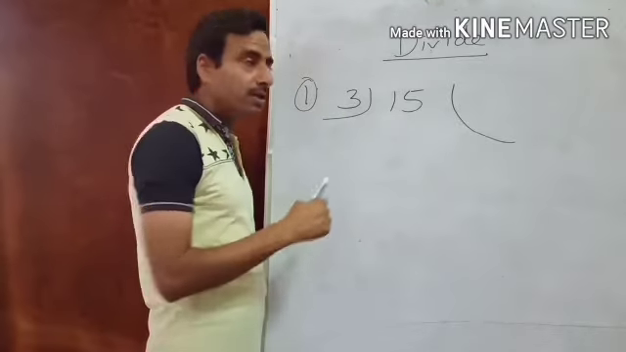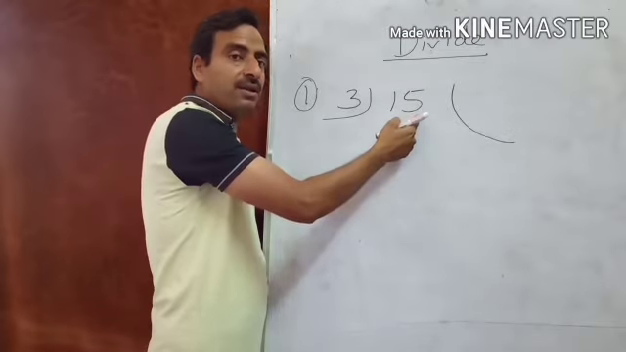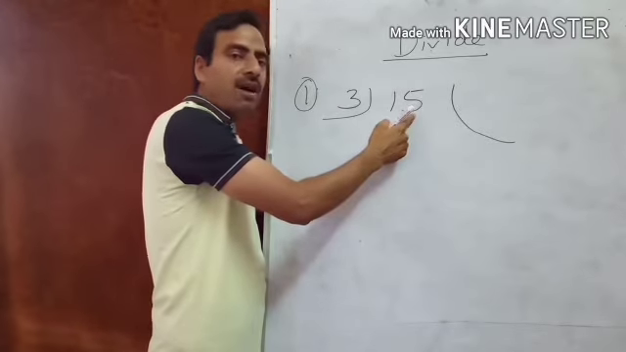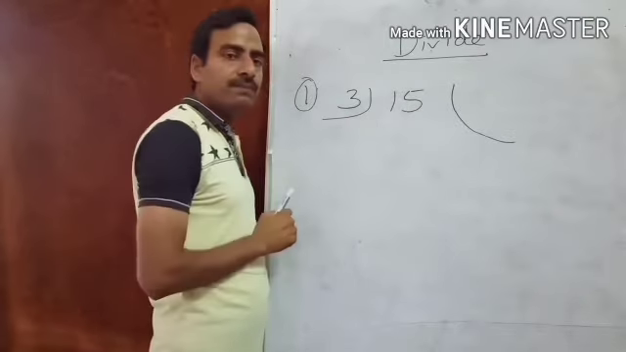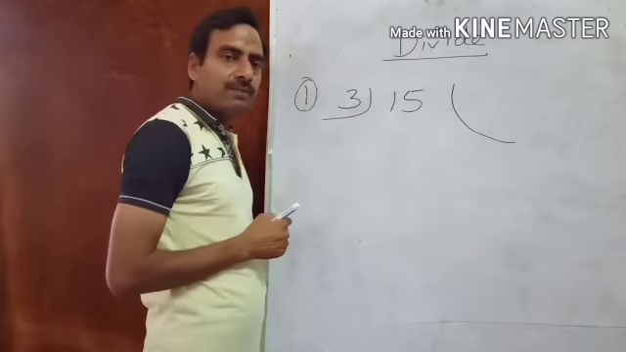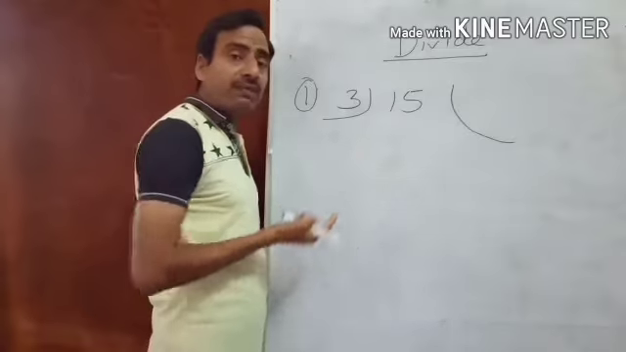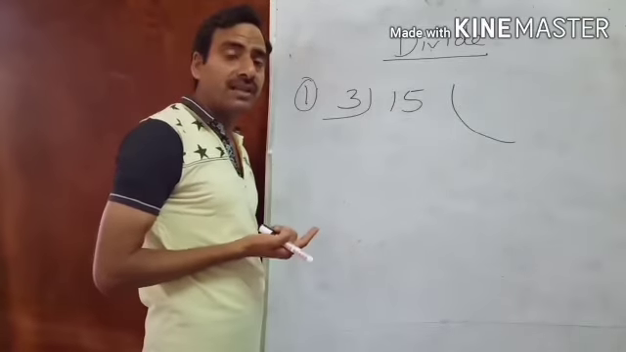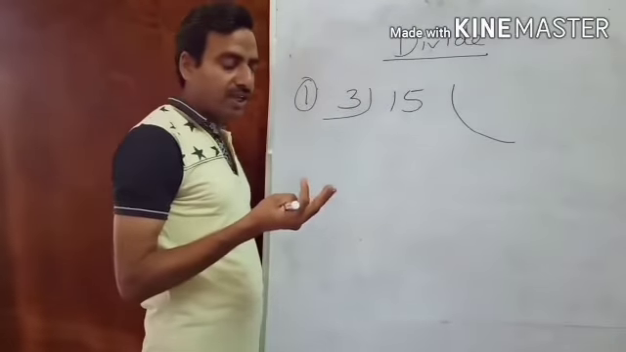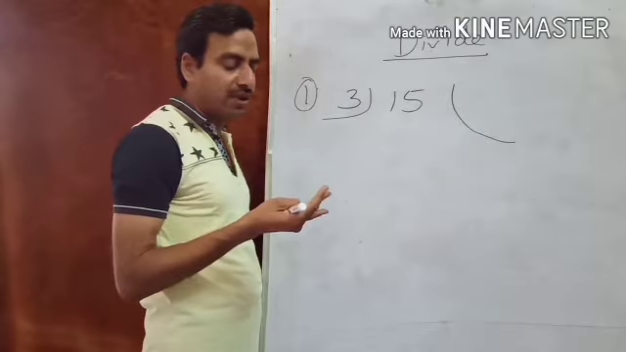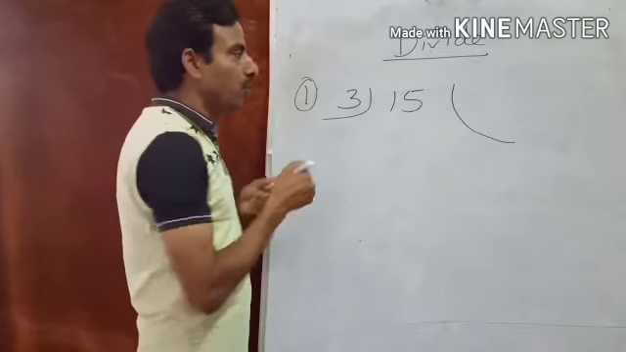Then we include the next digit of the dividend. Now we divide 15 by 3. Read the table of 3. We need the multiple just more than 15, otherwise equal to 15. Read the table. 3 1 is 3, 3 2 is 6, 3 3 is 9, 3 4 is 12, 3 5 is 15. Equal to 15. So no need to go ahead.